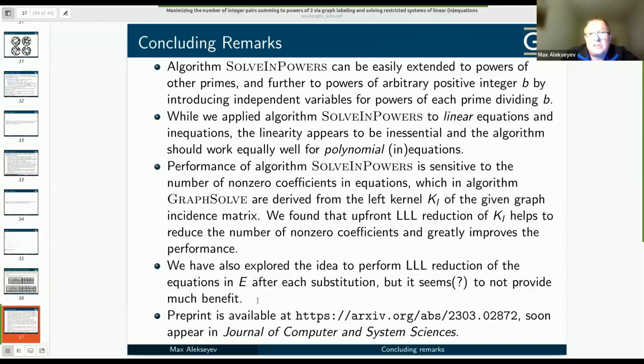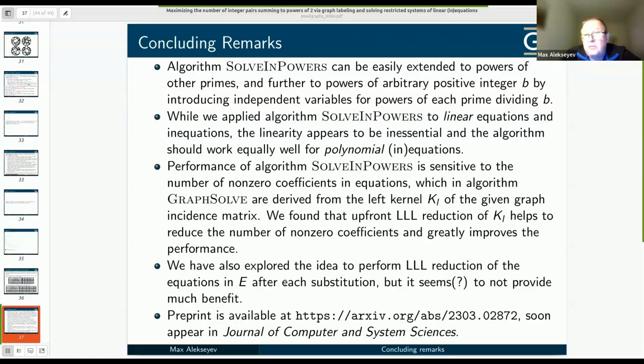Performance of solving powers is sensitive to the number of non-zero coefficients. That's why, from a practical perspective, it may be helpful if we can come up with a sparse left kernel. Please notice that the left kernel matrix is formed by some basis of the left kernel, and a basis is not something unique. We can come up with different bases. And among those, we may look for bases that are sparse. So if we're able to come up with a sparse basis, we may improve the performance of our algorithm.